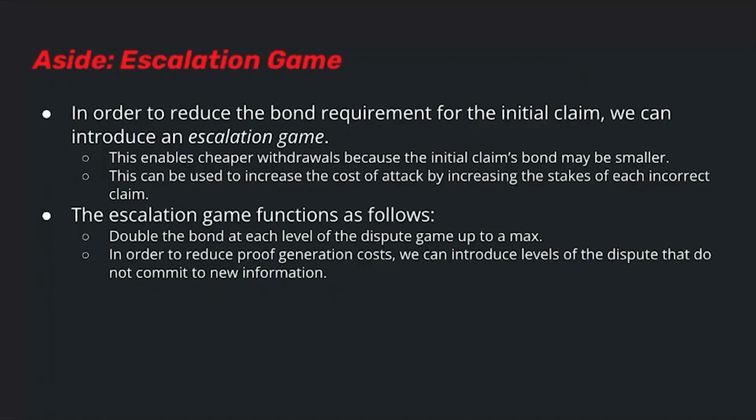In order to reduce proof generation costs, we can also introduce levels of the dispute that do not commit to new information. This is one of Carl's ideas, where basically you have the two parties, before the game even starts, disagreeing with each other like toddlers, saying, no, it's not, yes, it is, no, it's not. And each one of those back and forths would raise the cost of the initial counterclaim of the game. Once again, this is not specified in the current dispute resolution protocol, but it is a simple feature which can be added if we need to reduce the initial bond size and add some extra assurance that these bonds will always be able to cover the cost of a possible counterclaim.